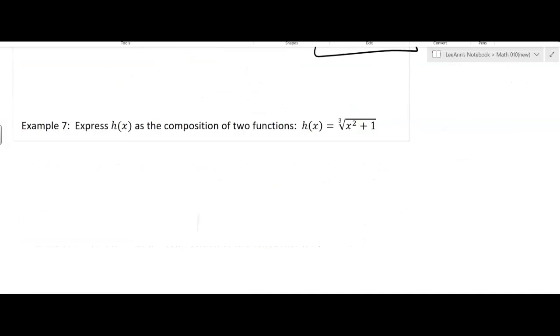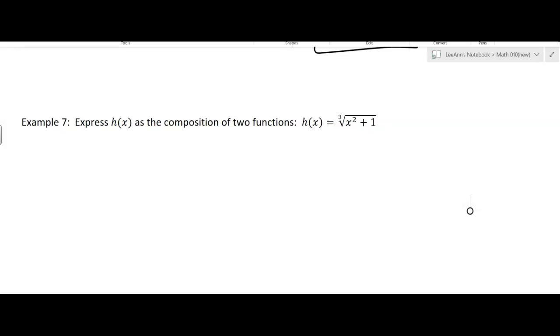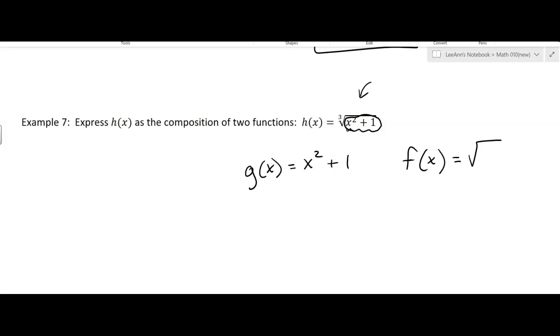We'll do another one here. So what have we got going on? We've got two things. We've got a cubed root going on, and then we've got this stuff inside. So make that stuff inside g of x. Then f of x is going to be, what do you think? So, think about what you're doing. You're doing the cubed root of x, right?